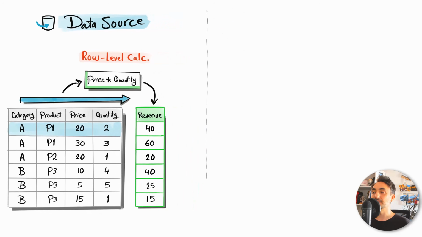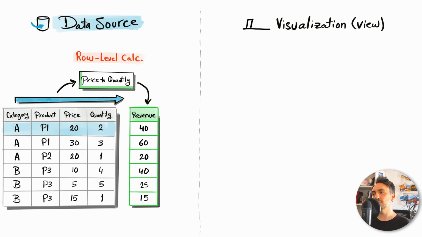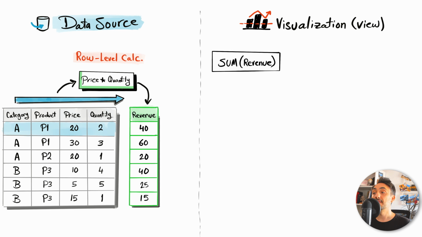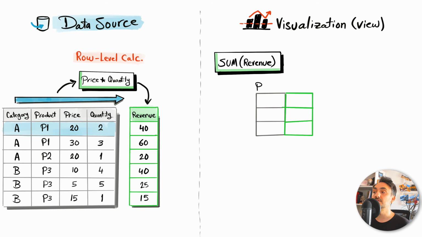Alright, so now let's move to the visualizations, and let's say that I would like to show the total revenue of each product. And for that, we can use the function sum to summarize the values of the revenue, and we can add the dimension product to the view. And Tableau here is going to show only 3 rows in the view, a row for each product value. So that means we're going to have P1, P2, and P3. Now this time Tableau will start summarizing and aggregating the rows in the data source, and that's going to be at the level of the dimension.